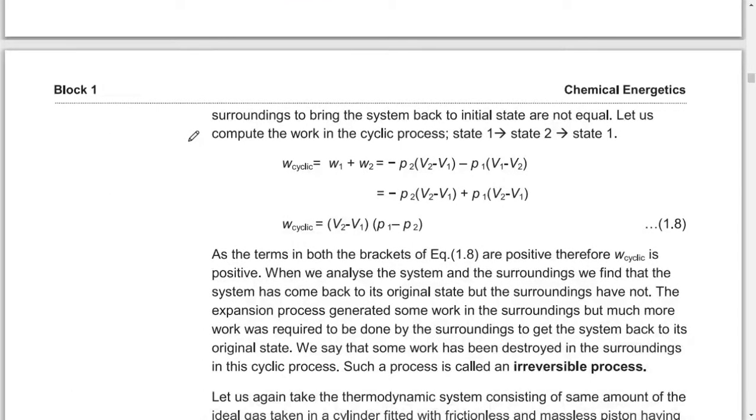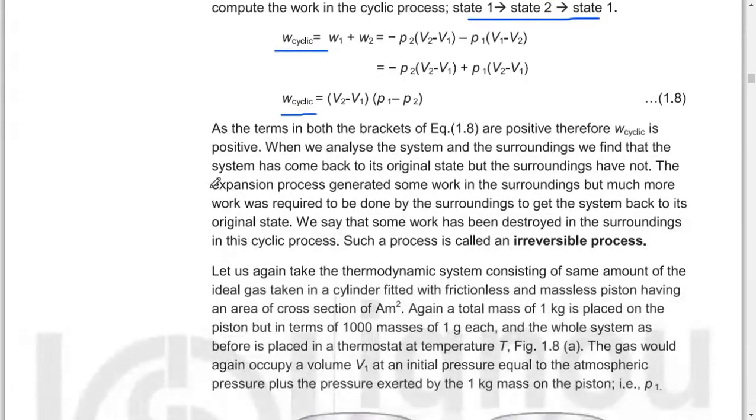Let us compute the work in the cyclic process: state 1, state 2, state 1. W cyclic is W1 plus W2, equal to minus P2 of V2 minus V1 minus P1 of V1 minus V2, equal to minus P2 of V2 minus V1 plus P1 of V2 minus V1. W cyclic is equal to V2 minus V1 times P1 minus P2. As the terms in both the brackets of the equation are positive, W cyclic is positive.